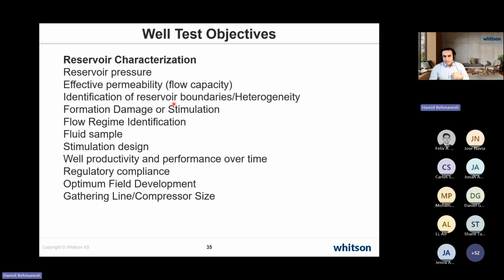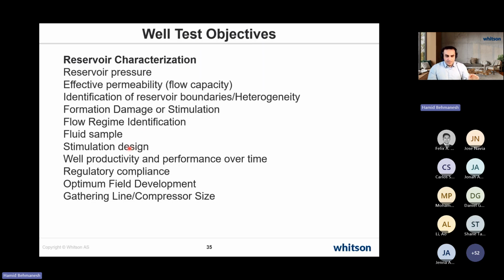Formation damage and stimulation, that's the skin part of the thing. Flow regime identification, that essential and critical ingredient in any well test interpretation. And sometimes we're going to take a fluid sample. In the hydrogen case that I mentioned to you, they're going to conduct a drill stem test and collect some hydrogen sample to see if it is pure hydrogen or if some contamination is involved.